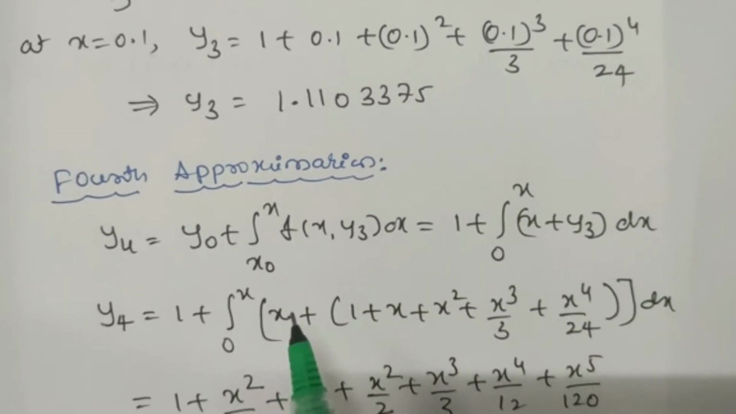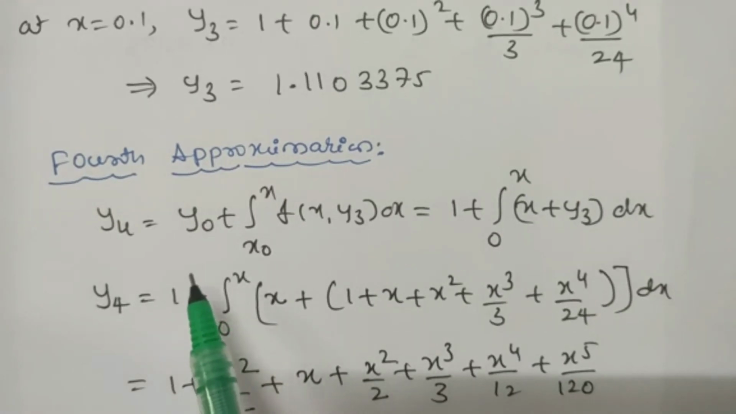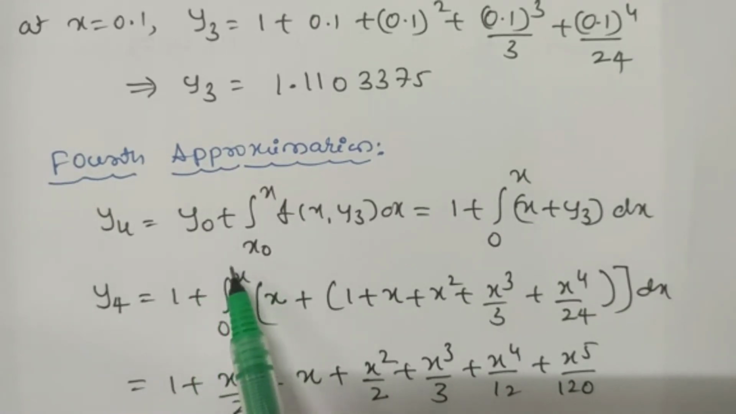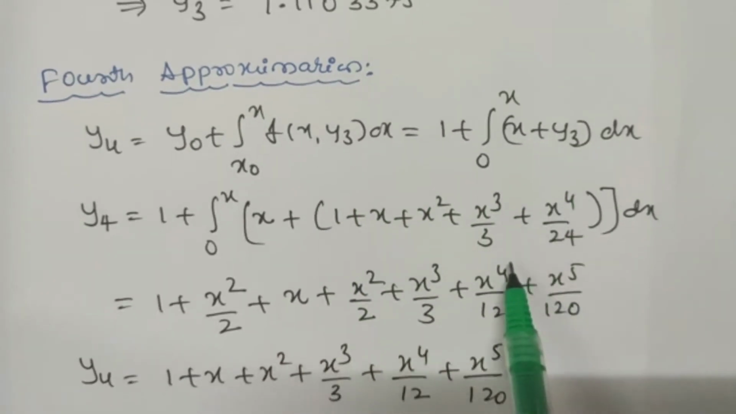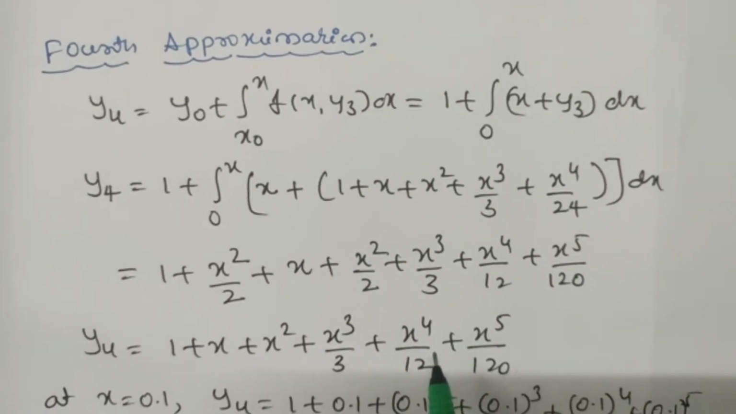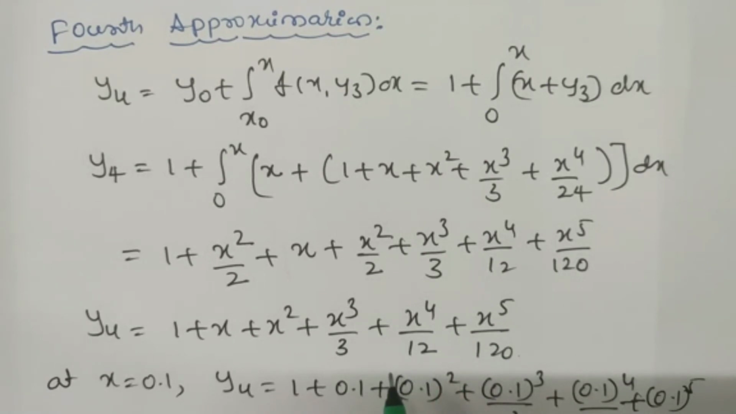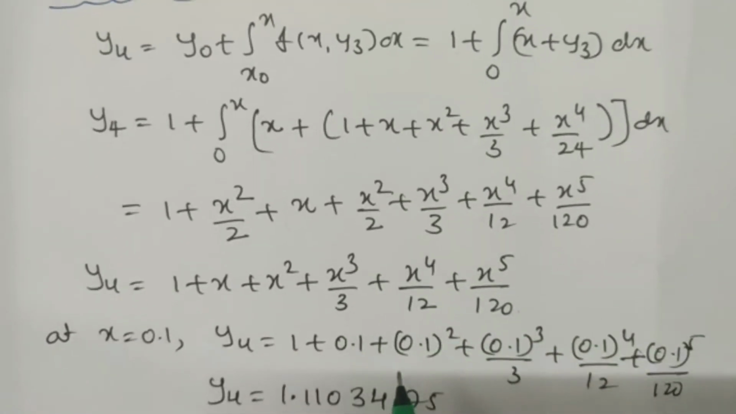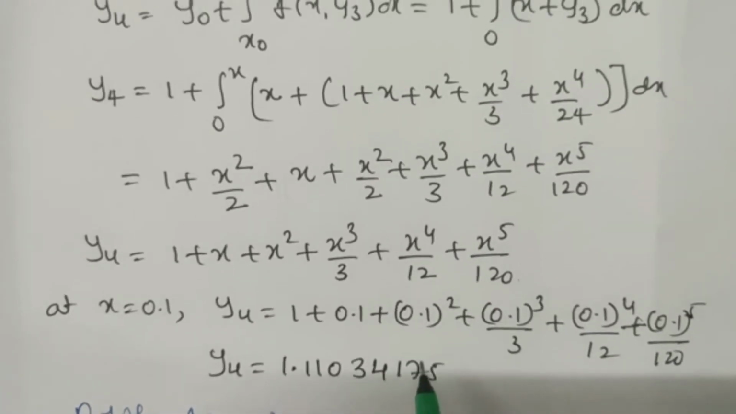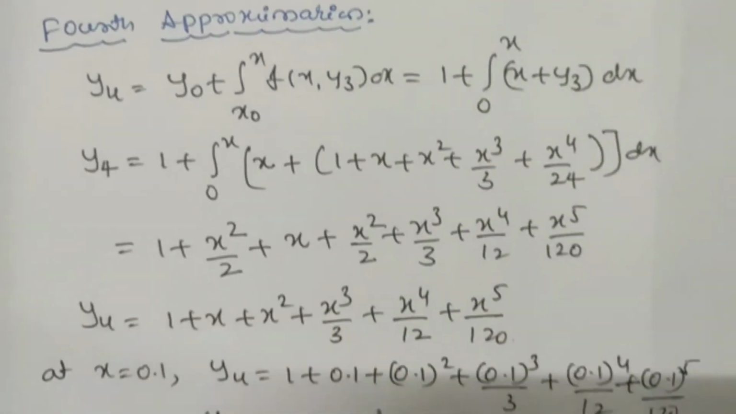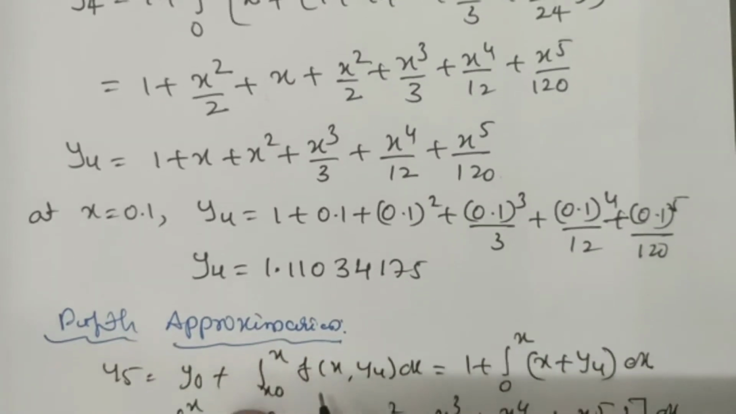The fourth approximation is also the same. This is y naught plus integration from x naught to x of f of x y3 dx, and substitute all the values. It is repetition, but I have done more examples so that the concept will be clear to you. After simplification, you get y4 as 1.1103417. Again, these two are not exactly the same. We can go for one more approximation, the fifth approximation.